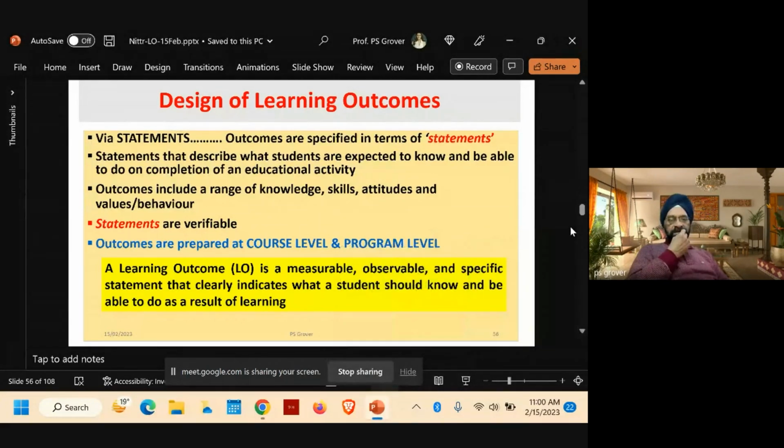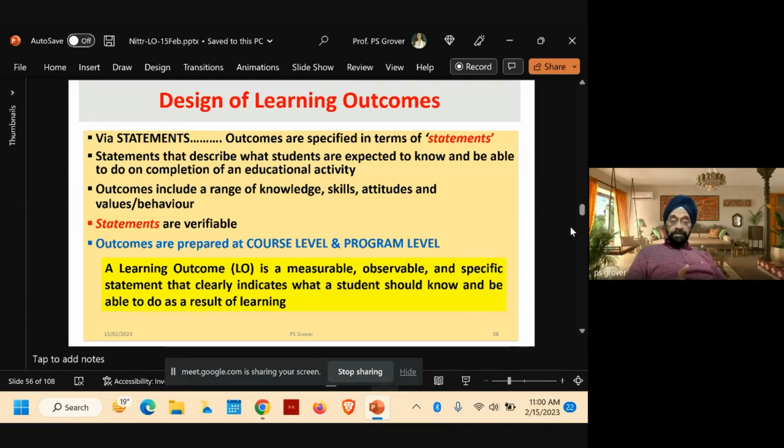How do I express that? Designing of learning outcomes is via statements. Outcomes are specified in terms of statements that describe what students are expected to know and be able to do on completion of an education. Outcomes range, as I mentioned earlier, across knowledge, skill, attitude, and behavior. The statements I write are verifiable and measurable. Outcomes are prepared at course level and program level.